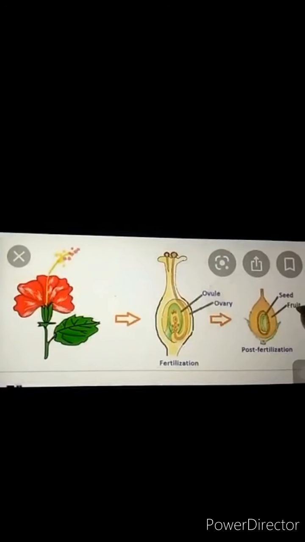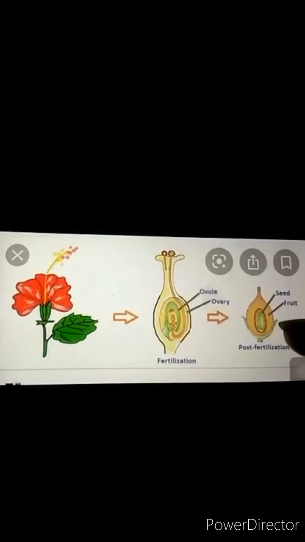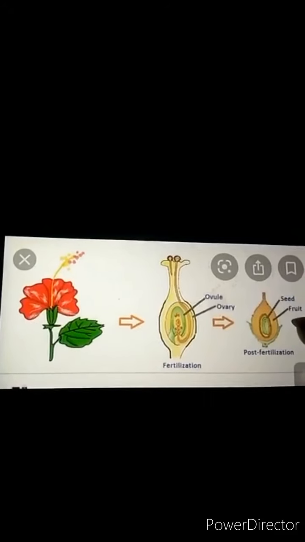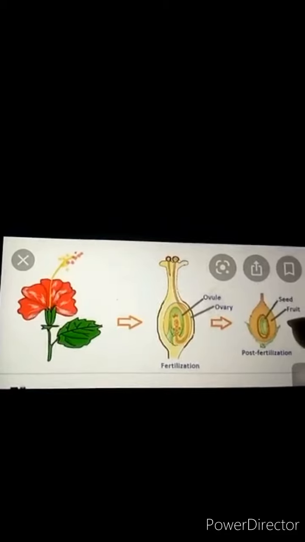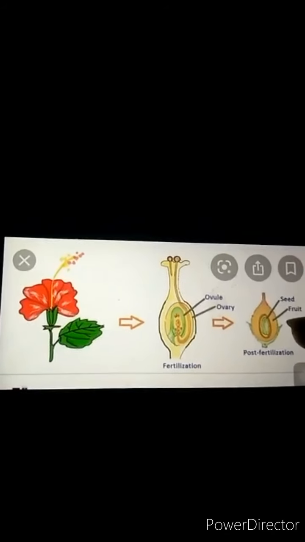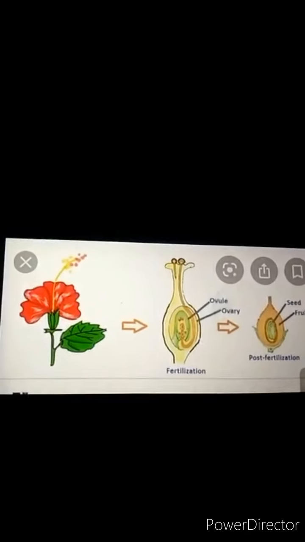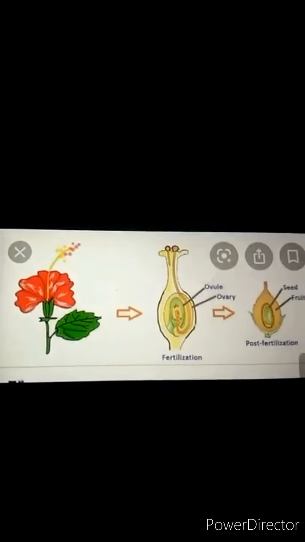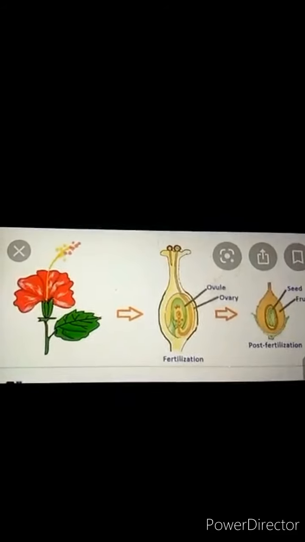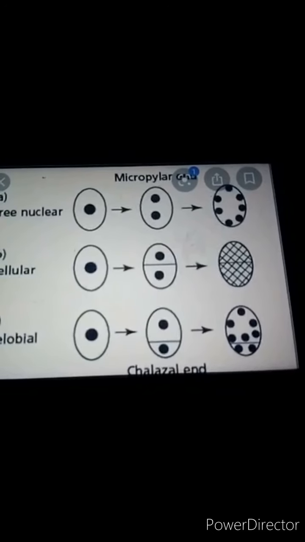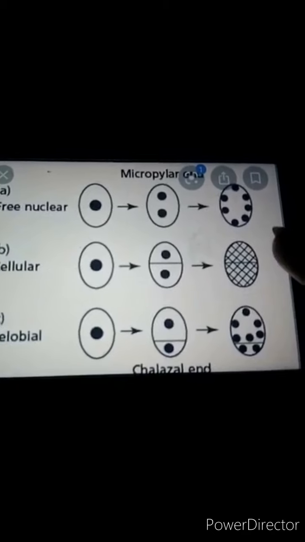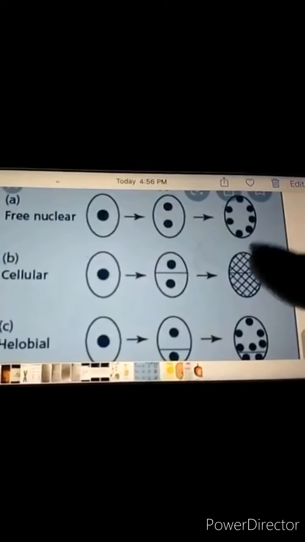Within the seed is the developing embryo, and we have learned about the endosperm also. So endosperm development is also included in the post-fertilization events. We are going to learn about their development in detail now. In today's class, we will learn about the development of endosperm in detail. Okay, now we are going to learn about the endosperm development in detail.